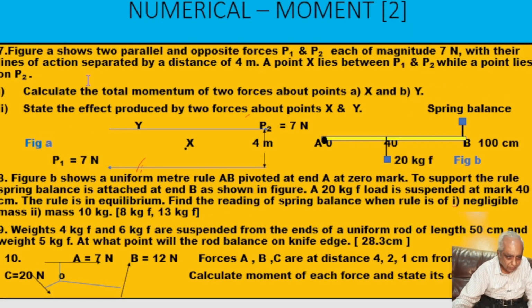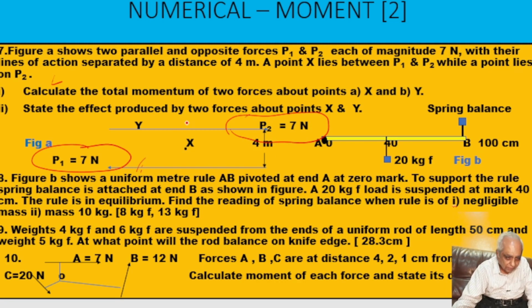This is sum number 7. He has drawn a figure for us, so part of the work is done for us. It says the figure shows two parallel forces. You can see this is P1, this is P2. Both these forces are 7 Newton. They are equal in magnitude and opposite in direction. So we have learnt that they are called a couple, and the distance between those forces is 4 meters. That is also given in the diagram.